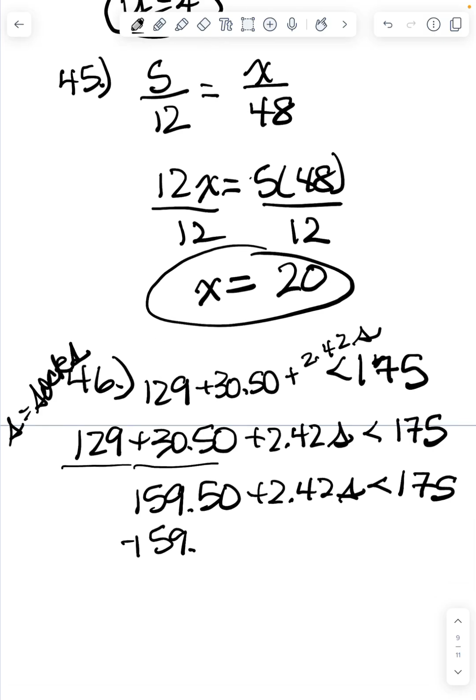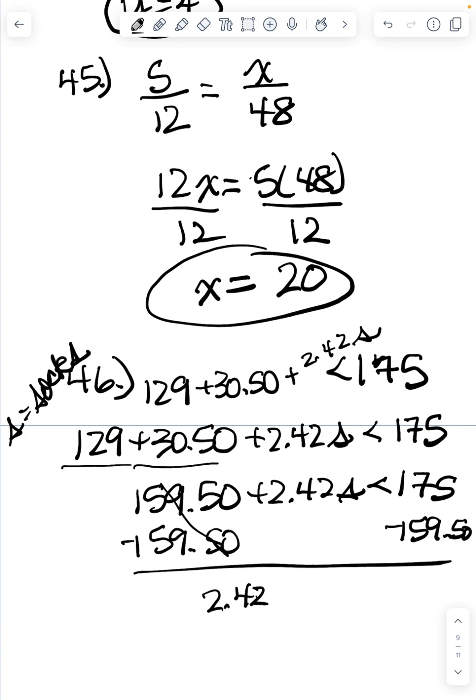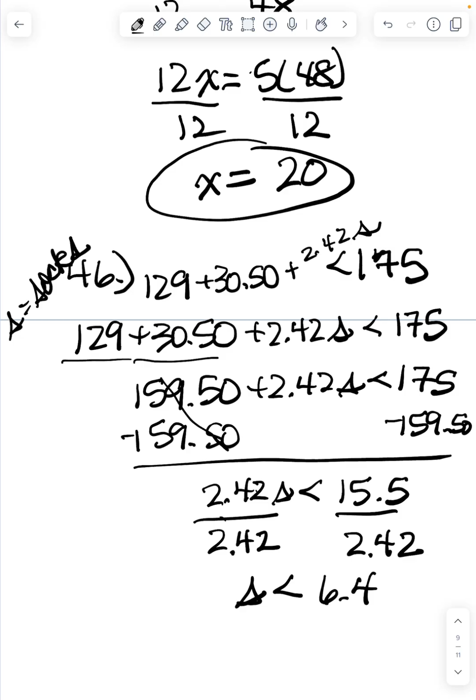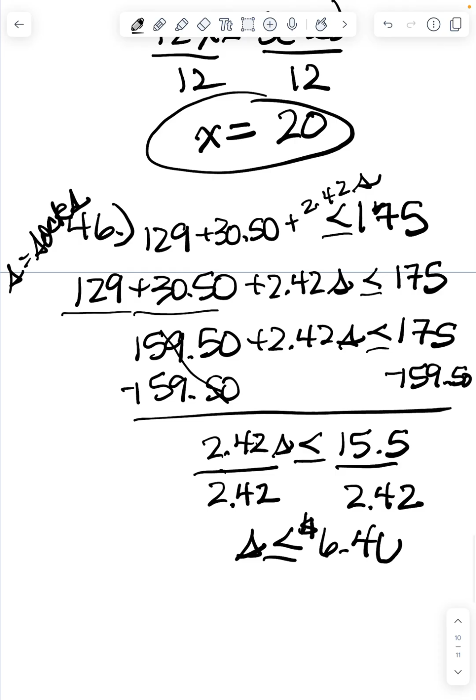Subtract 159.50 on both sides. That's going to give me 2.42S is less than 15.50. Divide by the $2.42. So we're going to have S is less than $6.40. So we can actually spend that 175, so I should have had this be an equal to sign. So here we go, $6.40. Oh, wait, no, wait.